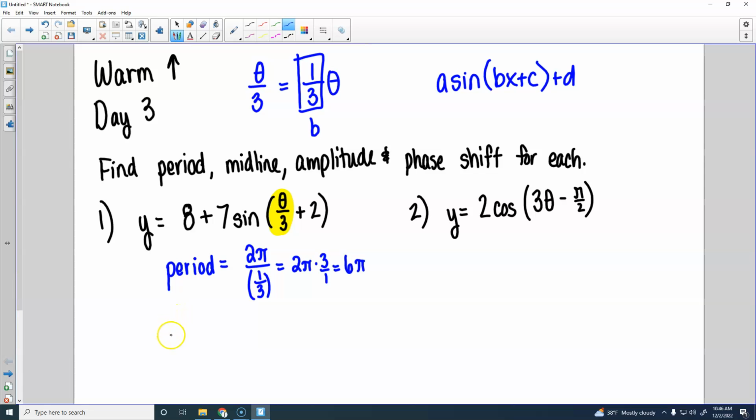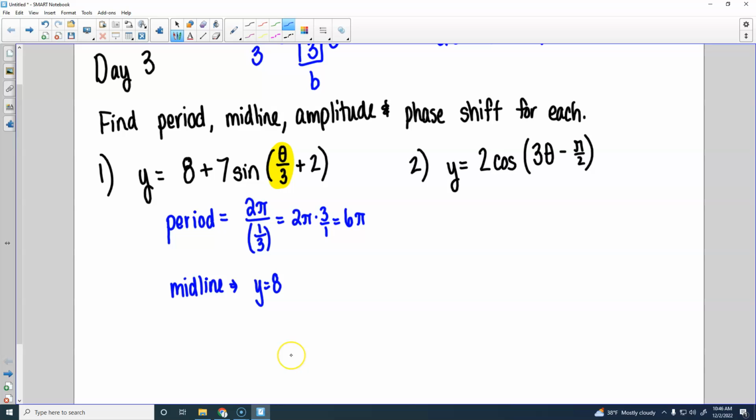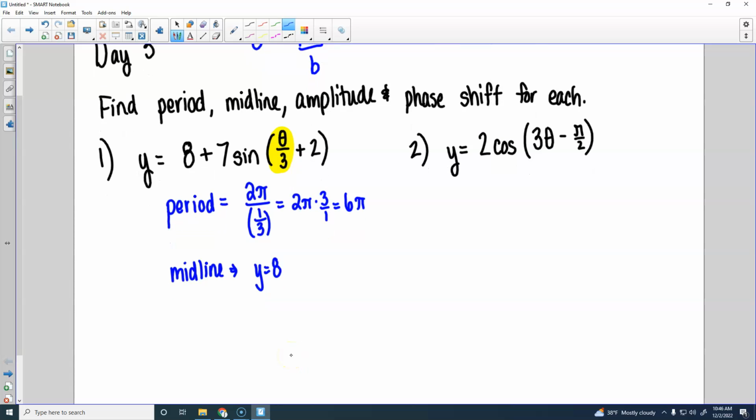Okay, let's see, Lucian, what'd you get for the midline? 8. Very good. And you want to say y equals 8 there because it needs to be the equation of a line. Okay. All right. For the amplitude, Leah, what do we get for our amplitude on that one? Perfect. Okay. And let's see, Macy, what are we going to do to find our phase shift?